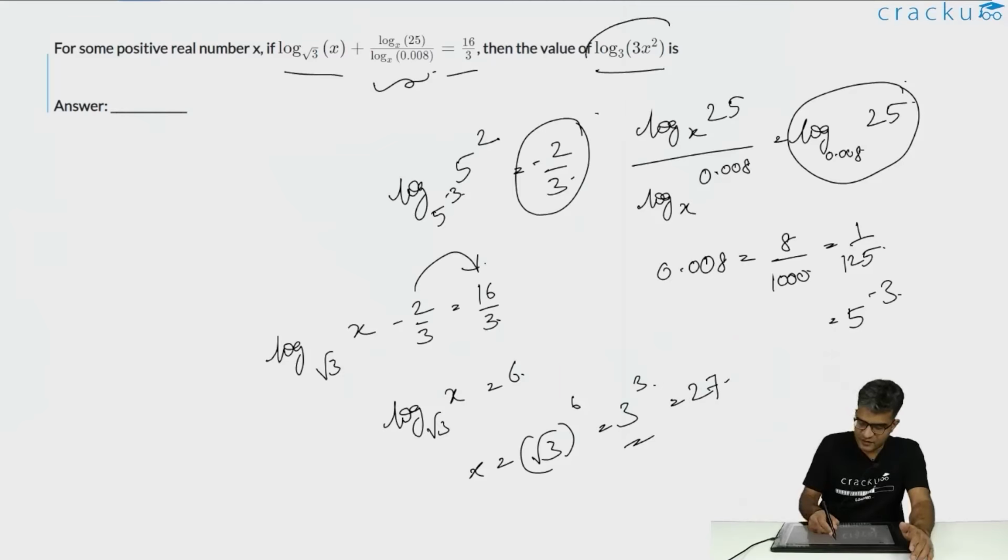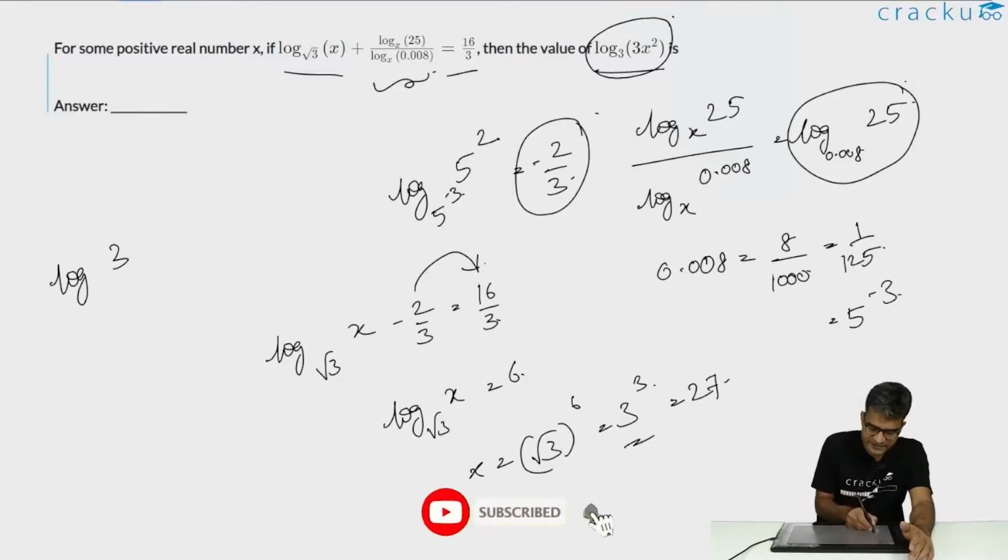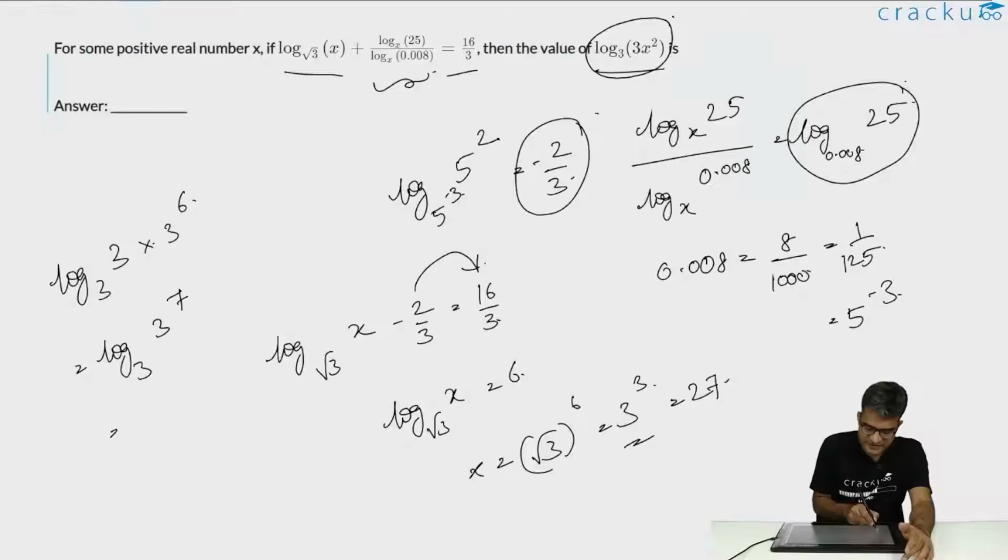So what is the value of log of 3x square to the base 3? That will be log of 3 times x square, which is 27 square, which is 3 to the power 6, to the base 3, which is log of 3 to the power 7 to the base 3, which is equal to 7. So the answer for this question is 7.